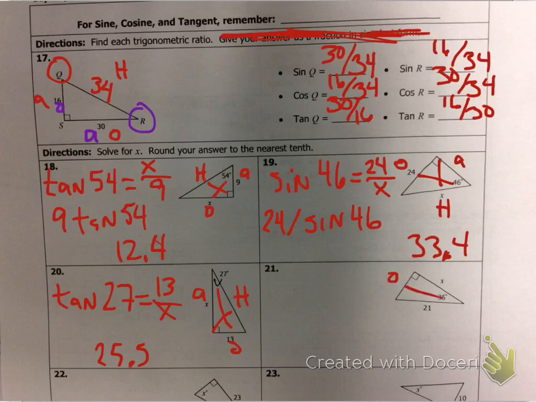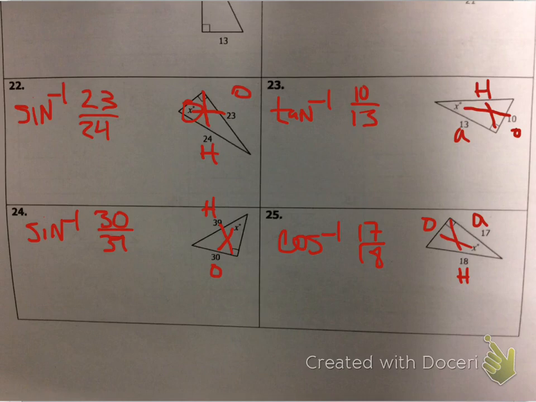Opposite, hypotenuse, adjacent. Okay, so that means I'm dealing with cosine 35 degrees is equal to x over 21. Multiply, you should get 17.2. So that's those. Now, what do you do when you've got these?